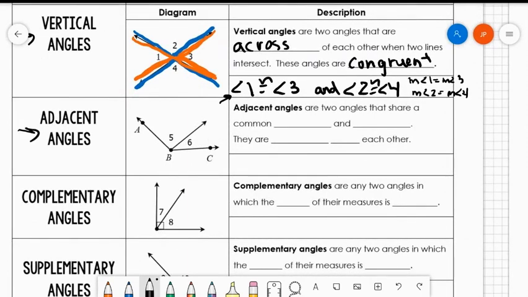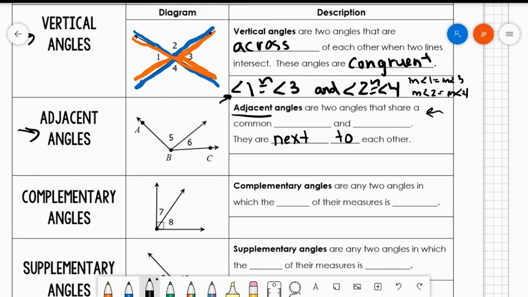Okay, next thing down here, adjacent angles. Now, you probably know the word adjacent from other places. Adjacent means next to, and the second line down here is what I want to put there. There are two angles that are next to each other. The little bit fancier term for it is what we're going to put up here.